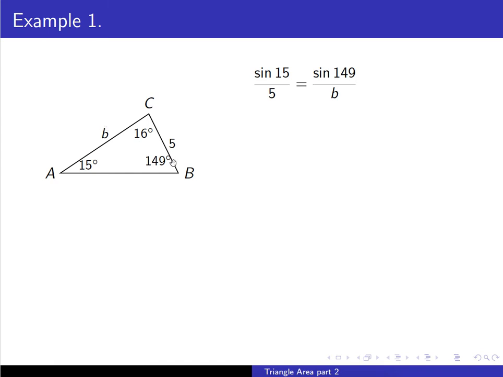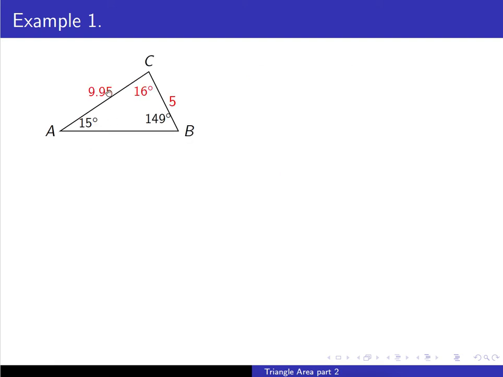In order to do that, we need to set up the law of sines, where we do the sine of 15 degrees over 5 equals the sine of 149 degrees over the length of side B. When we cross multiply, we get B times the sine of 15 equals 5 times the sine of 149. Then to get B by itself, we divide both sides by sine of 15, and we get 5 sine 149 degrees over the sine of 15, which is approximately 9.95. So B is about 9.95.